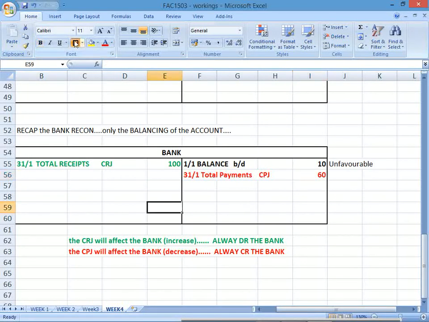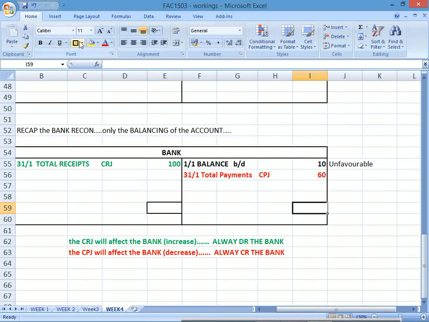I check for the bigger side. Which side is bigger here, guys? Is 100 bigger than 70? Yes, so I write down the bigger total. Okay, this is balancing the accounts. Okay, so if I look at the debit side, I had 100.